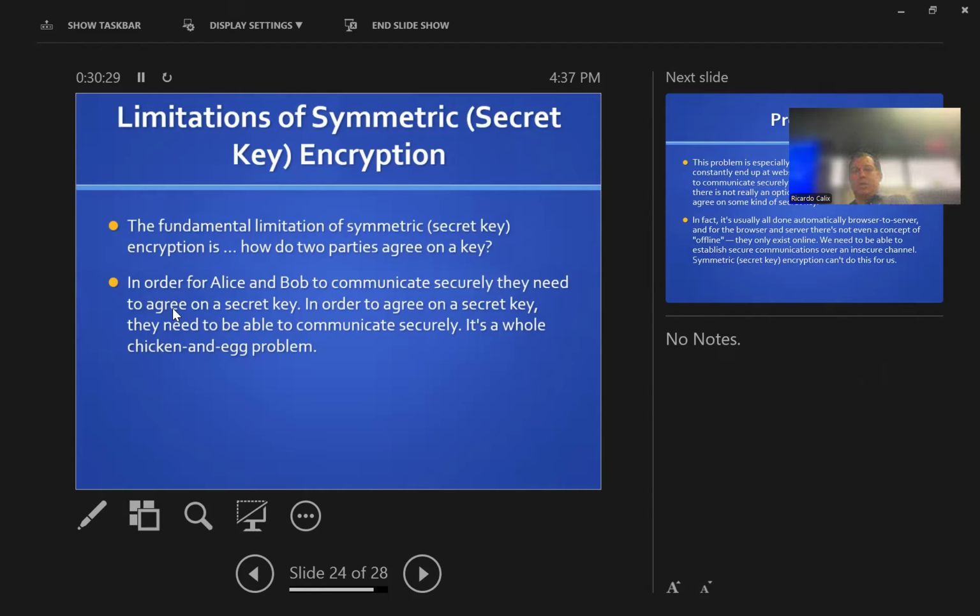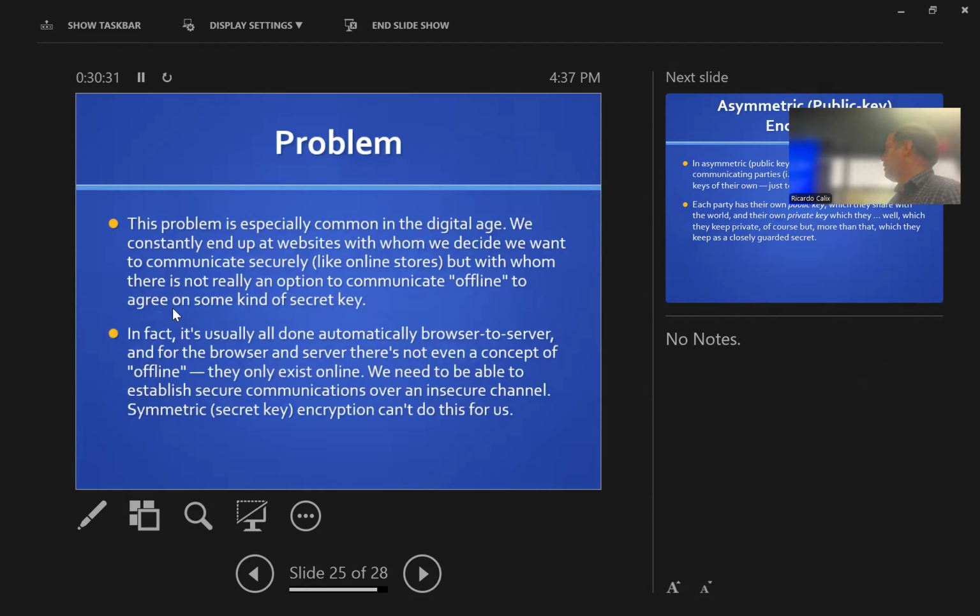Today we're just going to briefly look at this. This problem is especially common in the digital age, right? We constantly end up at websites with whom we decide we want to communicate securely, like online stores, but with whom there is not really an option to communicate offline to agree on some kind of a secret key.